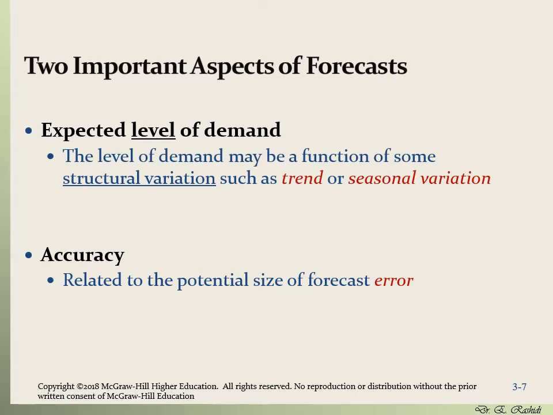And the other aspect of forecasting is the accuracy. As we said earlier, forecasts are generally wrong. So when you want to use a forecasting method or forecast in general, you need to know how off the result or the output of the forecast is. We know that it's wrong, but how off is it? How wrong is it? So that's the level of accuracy, basically, or the potential size of the forecasting error.